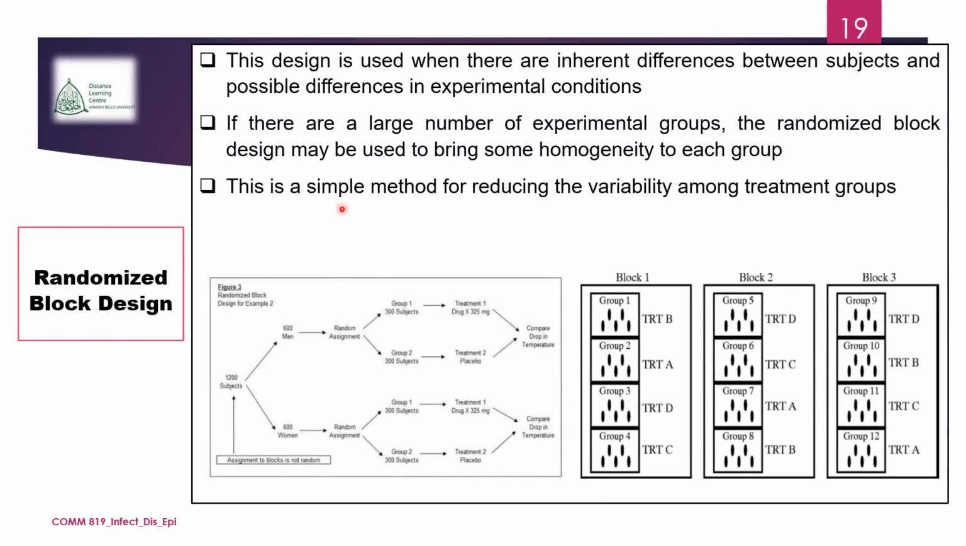All right, and the more complex form of the CRA is the randomized block design. Okay, and we say here this design is used when there are inherent differences between subjects and possible differences in experimental conditions. If there are a large number of experimental groups, the randomized block design may be used to bring some homogeneity to each group.